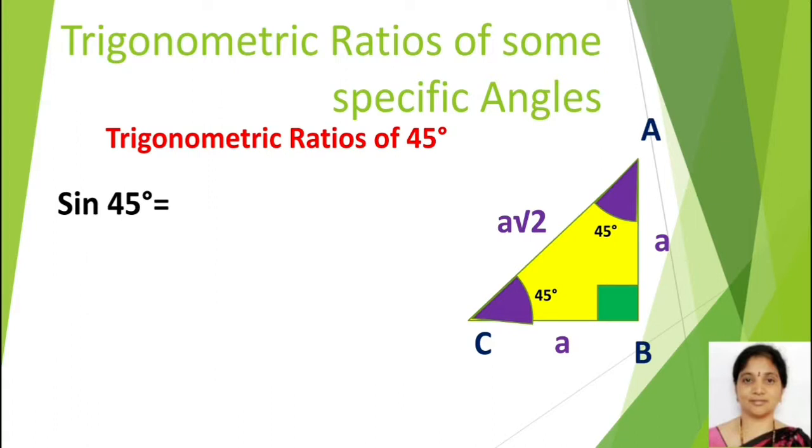Now we have to write sin 45 degrees, cos 45 degrees and tan 45 degrees. First see sin 45 degrees. The formula is opposite side by hypotenuse.